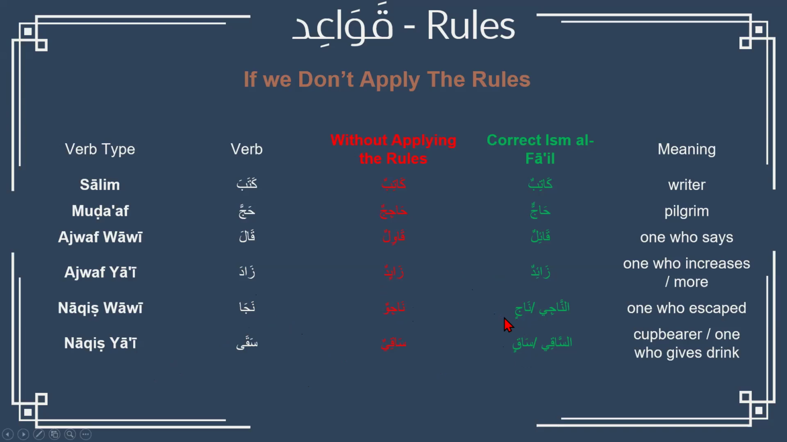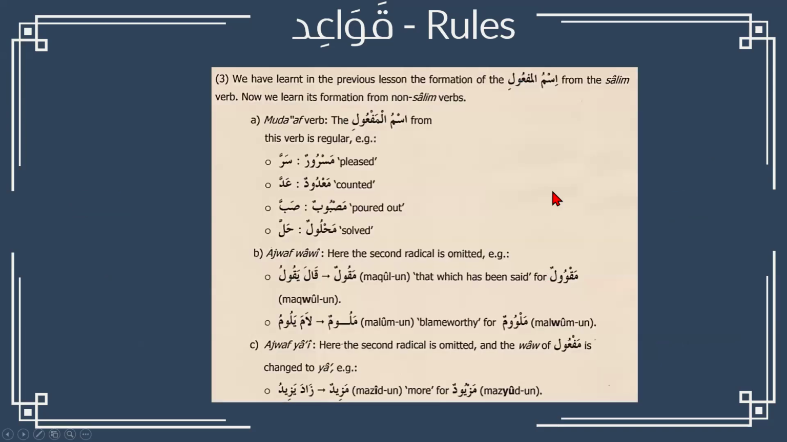Ismul fa'il for ghairu salim, meaning the weak letters. Whenever you have a weak letter, first, second, last, or the repetition of two letters, that's what is called ghairu salim. And this, in green, is what it will look like when you apply the rules of Arabic for ismul fa'il for ghairu salim. Now, the exact same thing, but in this slide you are learning what you will do for ismul maf'ul for the ghairu salim.